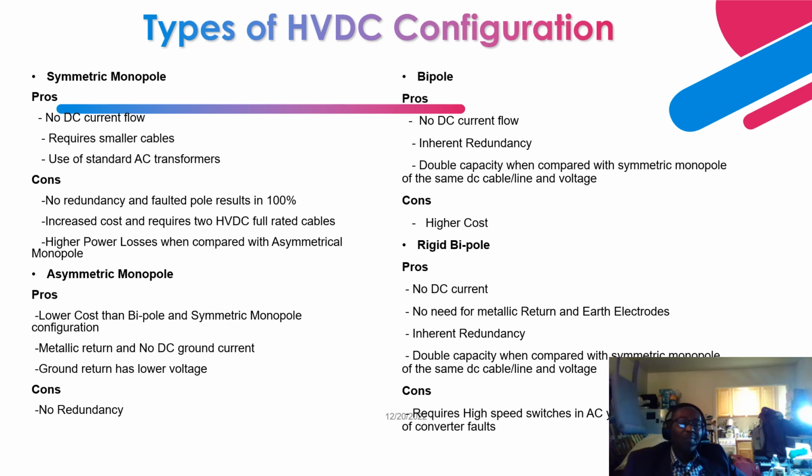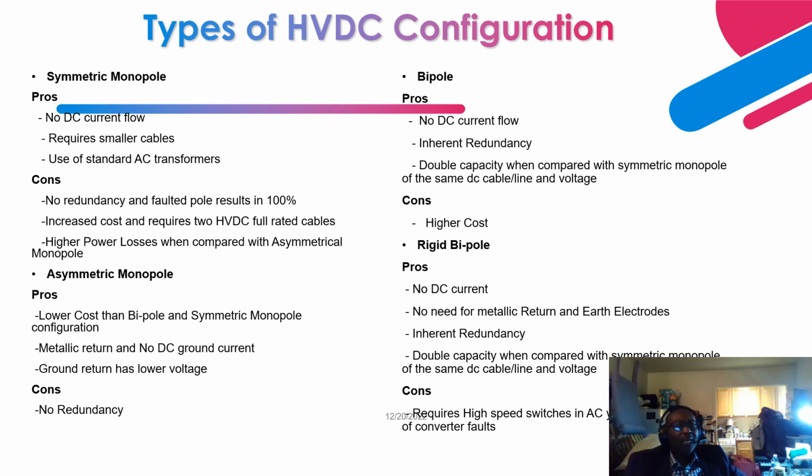Next, I've made mention of the different types of HVDC configurations that we have, right? I've talked about symmetric monopole. So let's talk about the pros of the symmetric monopole. During operation, you don't have any DC ground current flow unless there's a fault. It also requires smaller cables, and it can utilize standard AC transformers. And why do we say that? Why do we say that it is an advantage?